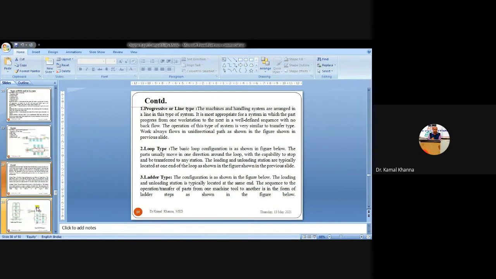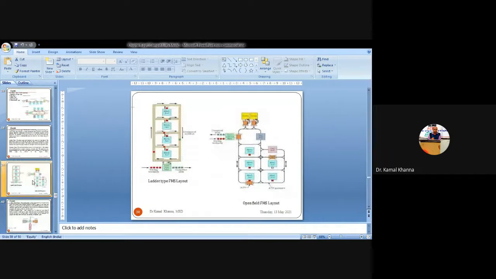Next, you can see this is the ladder type FMS layout. In this, the material flows in the form of ladders. That is, if the machines are placed like from the ground floor to the upper floor, the material flows from the lower level to the upper level, but the loading and unloading is done at the common point. These are the workstations, and the material can flow anywhere in between as per the arrangement of the conveyors.